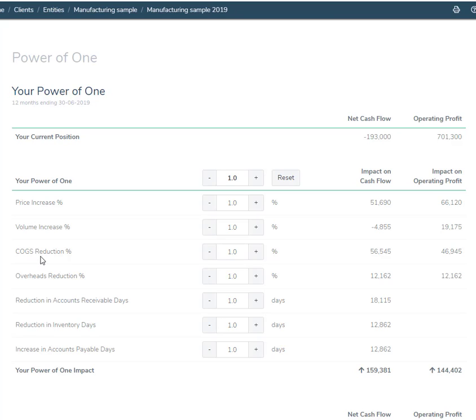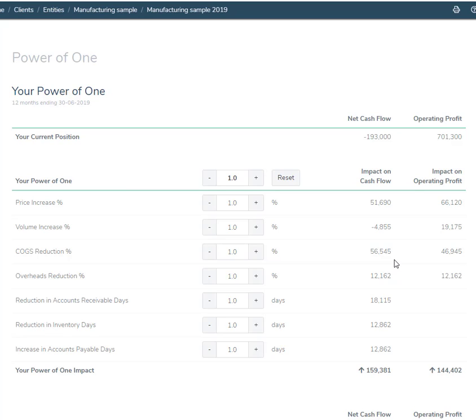So a reduction in cost of goods sold. So if we reduce our cost of goods sold by 1%, impact on profit is 46,000. Interestingly, the impact on cash flow, we actually get more cash in our pockets.